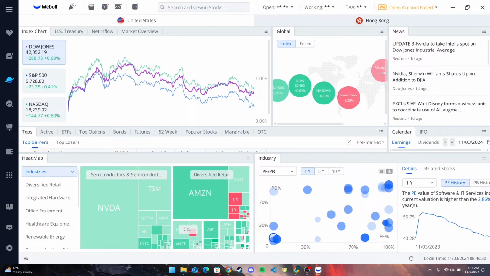You can use research and analysis tools. They offer technical charts, indicators, and financials. You can add moving average, volume indicator, and other tools to analyze stocks.